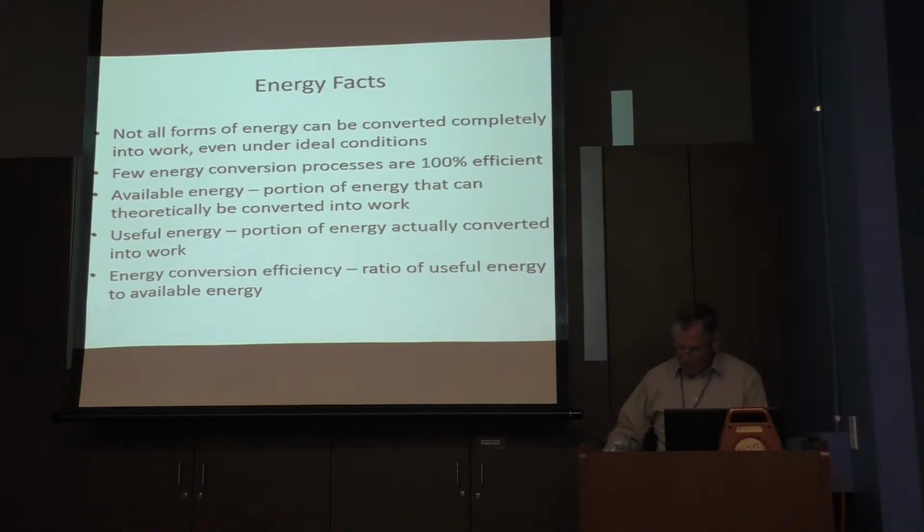Okay, so not all energy is useful, and in doing work, some energy ends up getting dissipated as waste heat. So we can talk about available energy, which is that portion of energy that can theoretically be converted into work, and useful energy, which is that portion of energy that actually is converted into work. And the ratio of useful energy to available energy is called the energy conversion efficiency. Now, the only energy conversion process that's 100% efficient is the conversion of any energy form directly into heat, which is the end state of all energy forms in the universe.